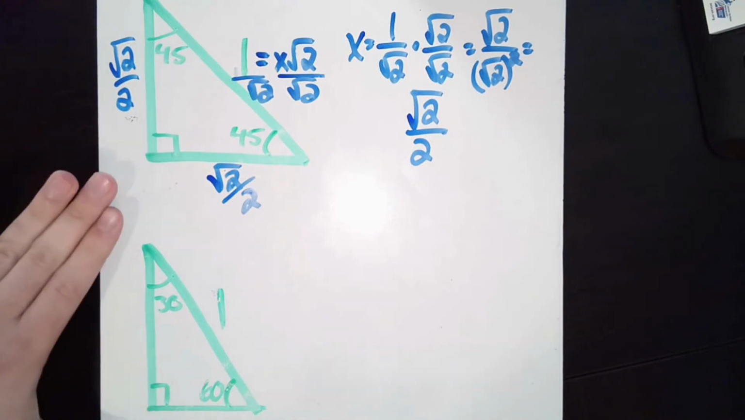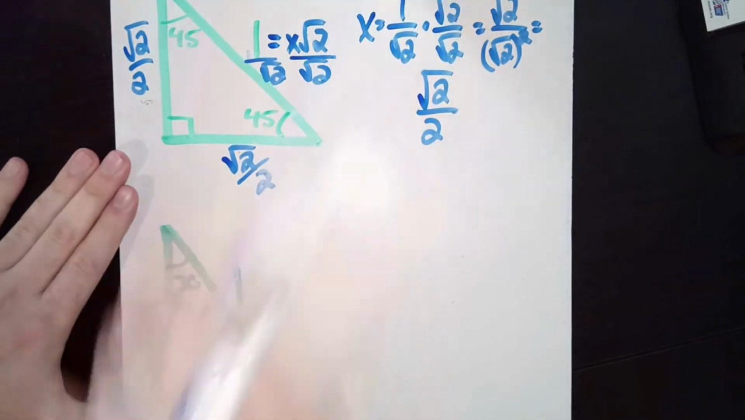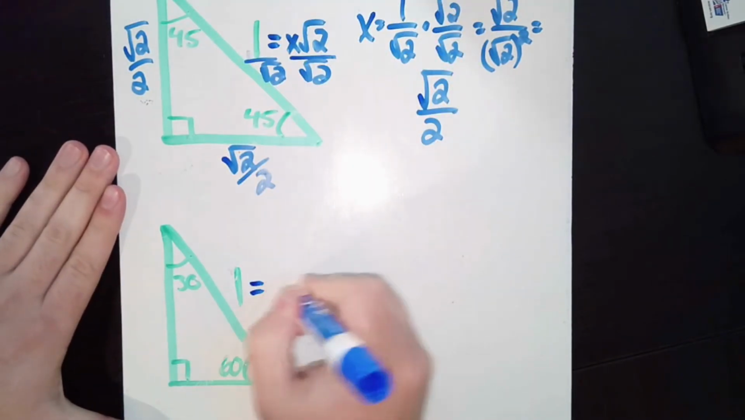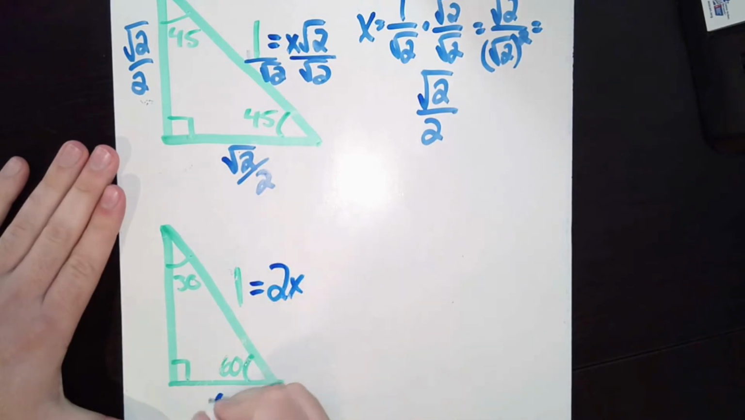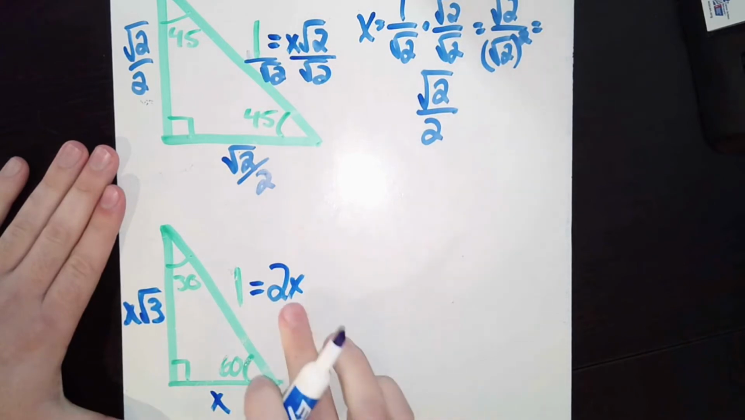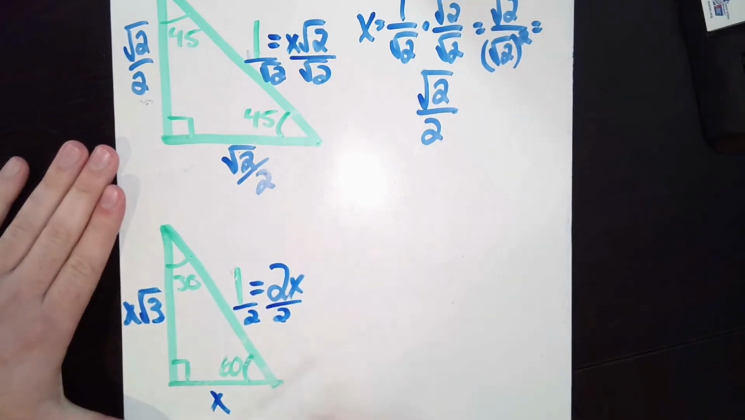Okay, for our 30, 60, 90, it's going to be a little bit easier to get through. Move this up so you can see it a little bit. Because my 1 here is actually in the place of the 2x, across from my 30 is my x, and across from my 60 is x square root of 3. Well, if this is 2x, then I could divide by 2, and x is going to simply be 1/2. So my x down here on the bottom is 1 over 2.